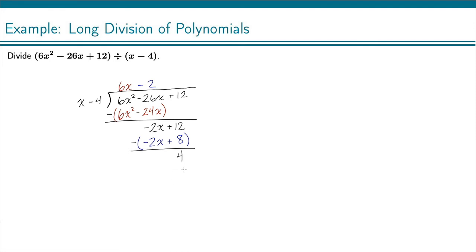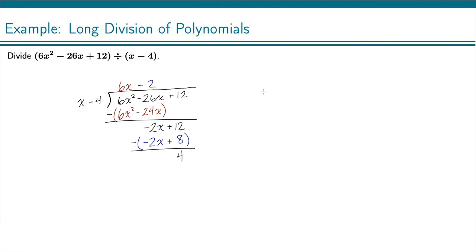Okay, now we do this until what we get right here after subtracting has a degree that's smaller than the degree of the divisor. Here we have 4, which is a constant. And a constant doesn't have any x's in it, so it would be degree 0. And the degree of the original divisor is 1. So 0 is less than 1. So I know that I'm done with my division, and then I'm ready to write my answer.